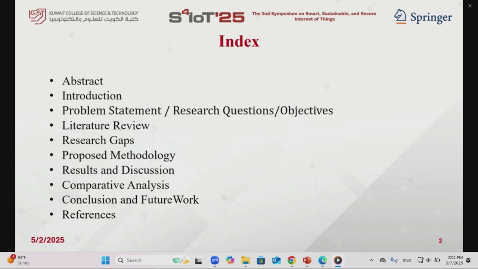Here is the roadmap for our talk. We will start with the abstract and then move on to the introduction. Next, we will state our problem statement, research questions, and objectives. We will briefly cover the literature review and highlight the research gaps. With that motivated our work, then we will dive into the proposed methodology. Following that, we will present the results and comparative analysis. Finally, we will wrap up with conclusion, future work, and references.